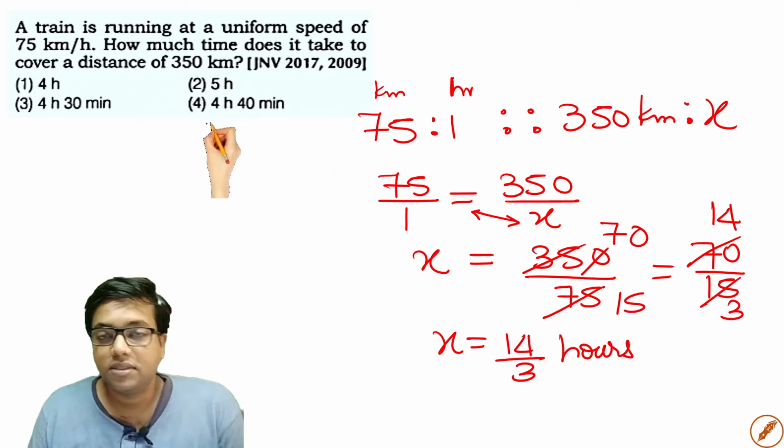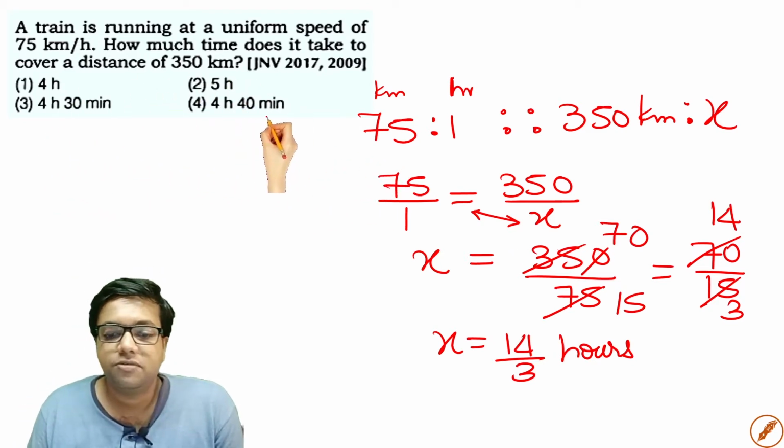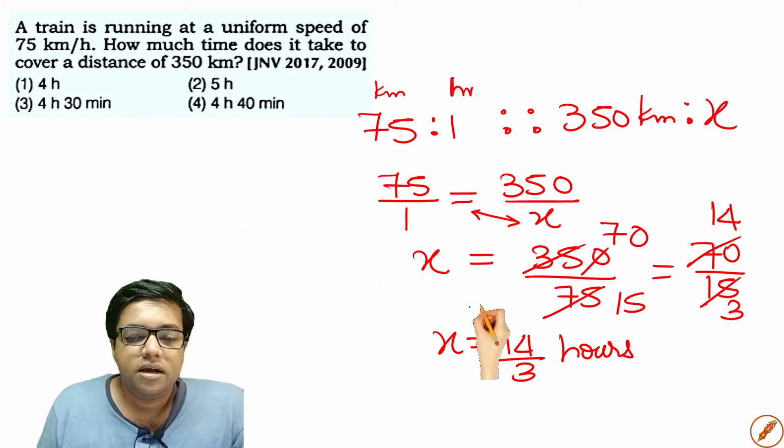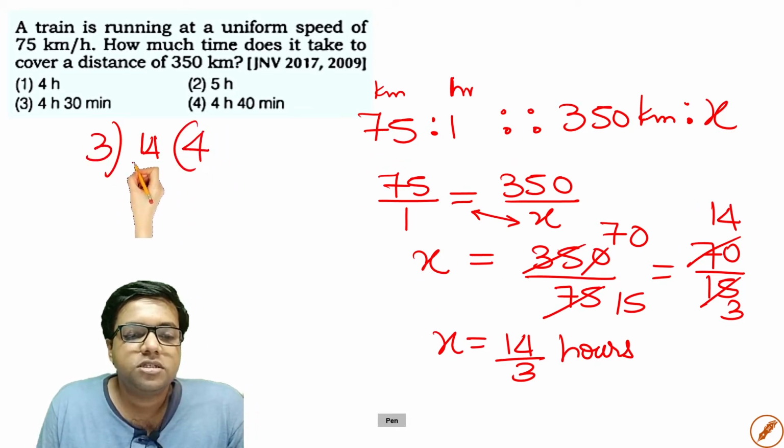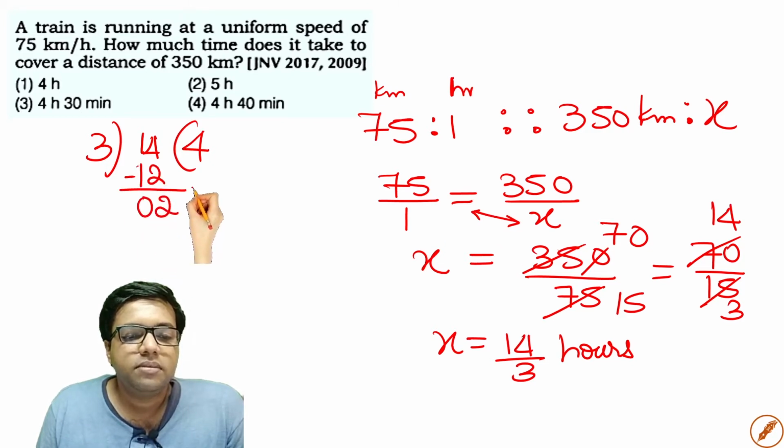But if you look at the answers, the options are not in the fraction form. They are in hours and minutes form. So let's convert this into hours and minutes form. So we will divide 14 by 3. What do we get? 3 4s are 12. So the remainder is 2.